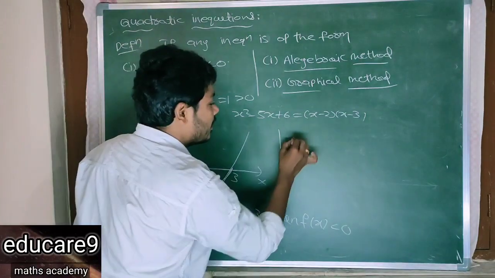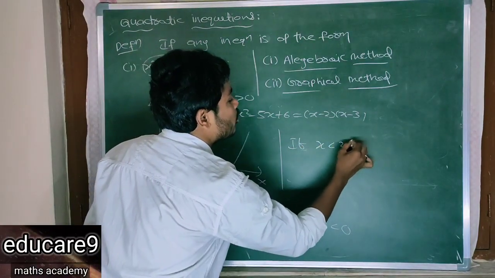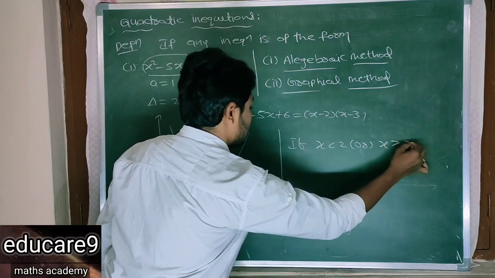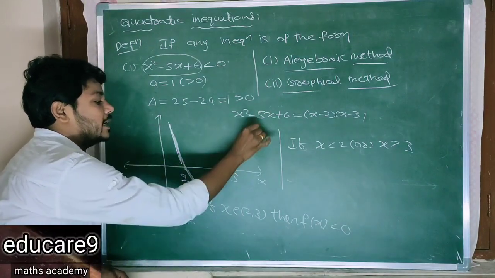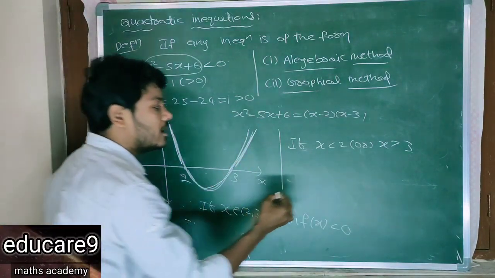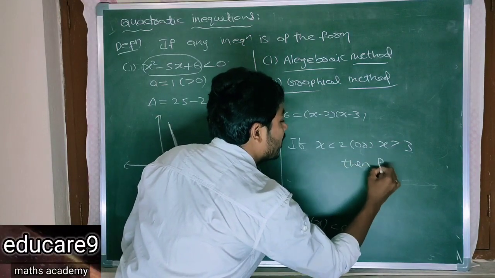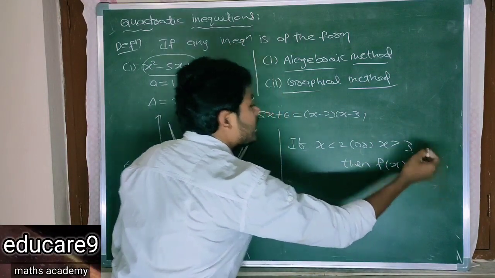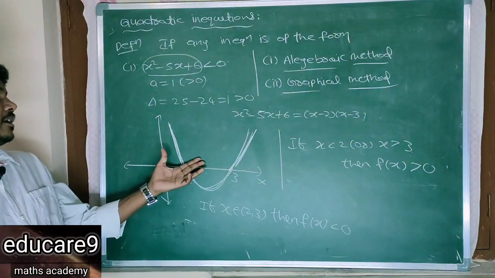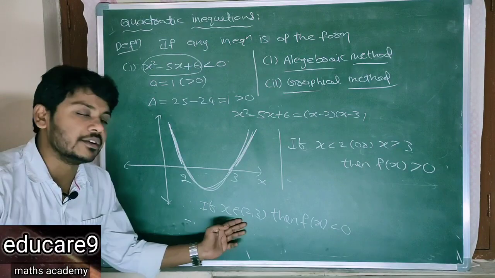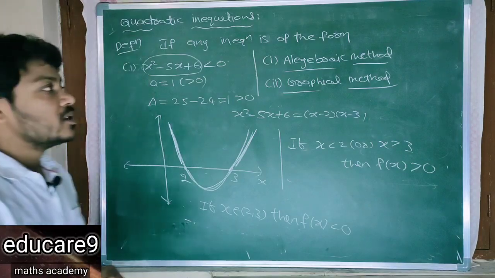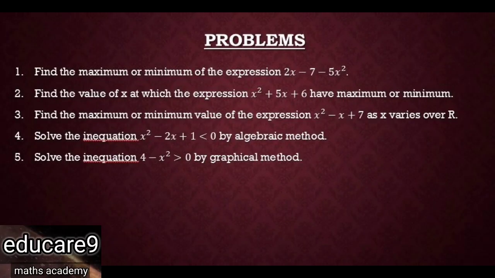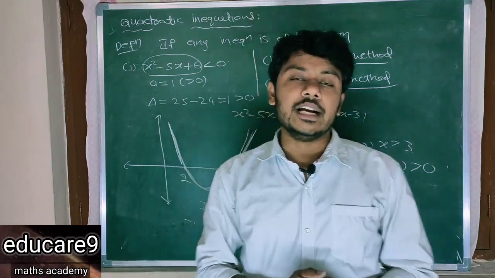If x is less than 2 or x is greater than 3, the graph lies above the x-axis, therefore f of x is positive. So clearly from the graph you can find the solutions of x. This is the graphical method. So try to solve these questions. In the next session, we will discuss the new chapter.